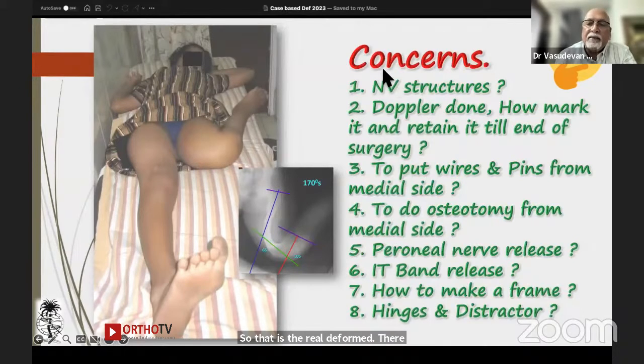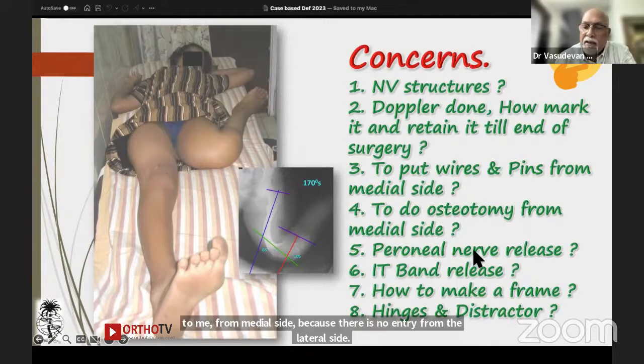What are the concerns here? We have no idea where the neurovascular structures are. I have done a Doppler and marked it with a pen, and how to retain it till the end of the surgery. To put wires and pins from medial side. I cannot put from lateral side, all from medial side. And how to do osteotomy from medial side, because there is no entry from the lateral side.